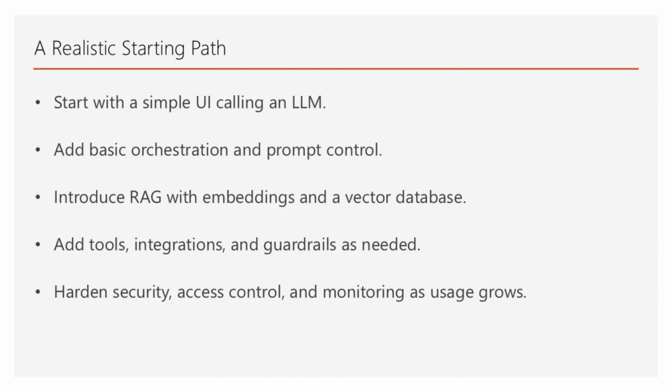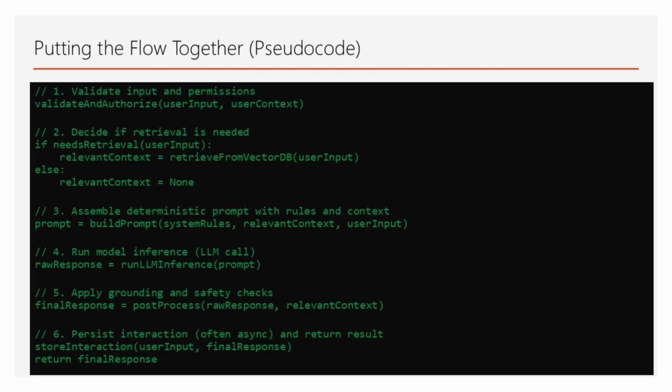I have prepared this pseudocode to bring the mental model together into a single, concrete flow to make it easier for developers to understand it. Every request starts with validation and authorization before any AI is involved. The orchestration layer then decides whether retrieval is needed and, if so, pulls relevant context from the vector database. That context is combined with system rules and the user input to form a deterministic prompt. Only at that point we run model inference.